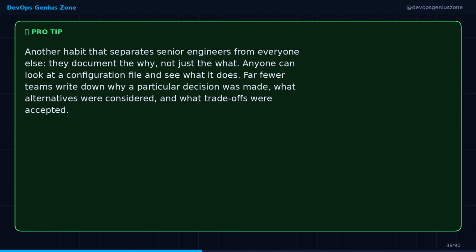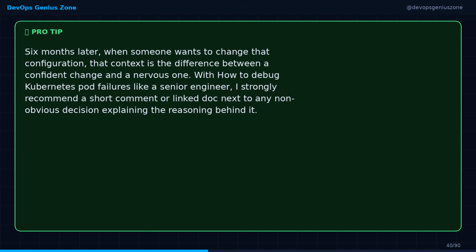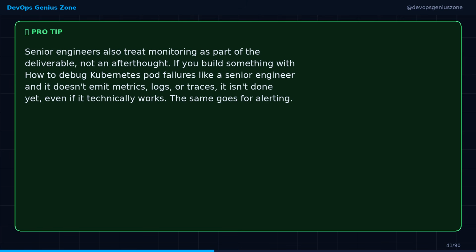Senior engineers also treat monitoring as part of the deliverable, not an afterthought. If you build something with how to debug Kubernetes pod failures like a senior engineer and it doesn't emit metrics, logs, or traces, it isn't done yet, even if it technically works. The same goes for alerting. A senior engineer doesn't just want to know something broke, they want to know it broke before a customer notices, and they want the alert to point clearly at the likely cause instead of just saying something is wrong somewhere.